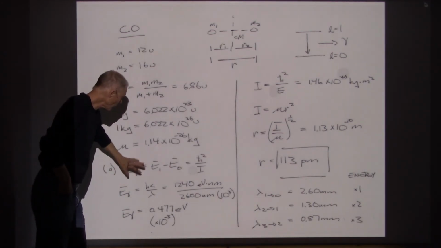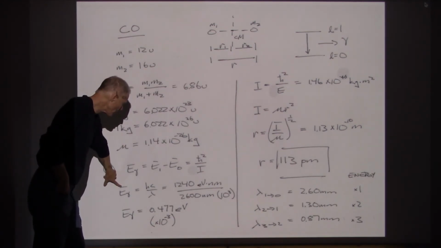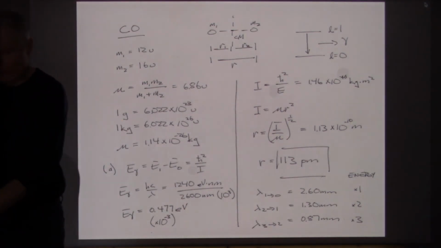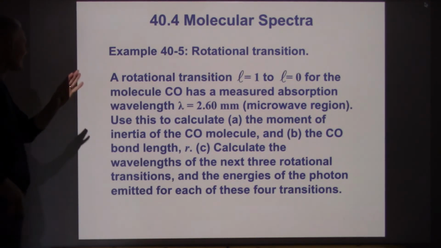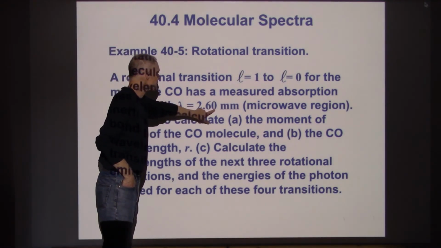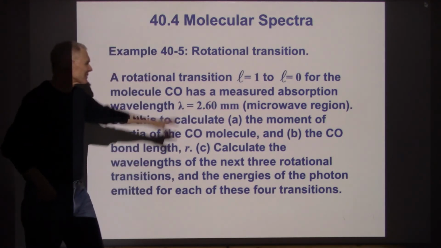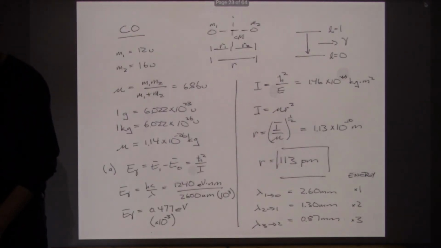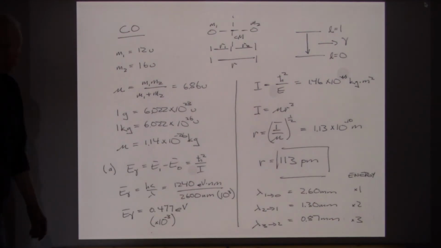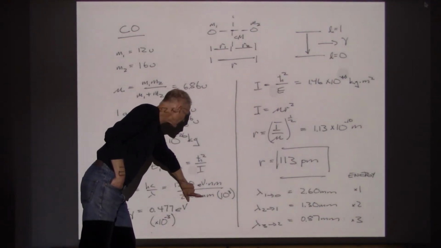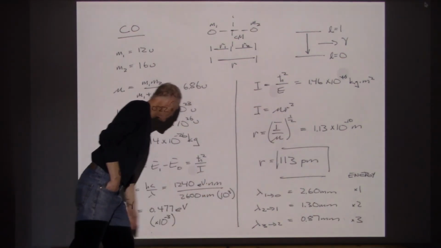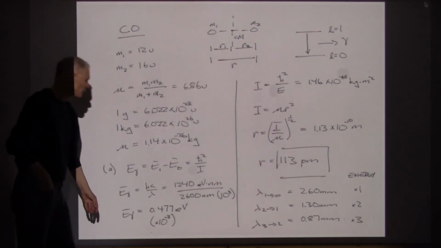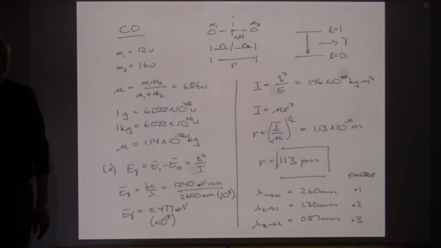It says that what we found is the energy of those photons. What was the information given? Let me go back and look at their numbers. So what they gave us was this, 2.6 millimeters. And that's in the microwave range, so that's not even infrared. That's lower energy. It's in the microwave. And so that's going to be 2,600 nanometers times an additional factor of 1,000. So the energy that we got here is 0.477 times 10 to the minus 3 eV. These photons are really low energy.